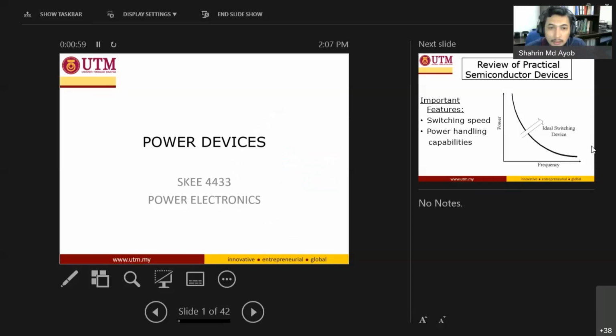Okay. So, power device. In the previous, our first meeting, we introduced what power electronics is all about. And for this class, we will introduce the power device, which is the main component inside the power electronic circuits.